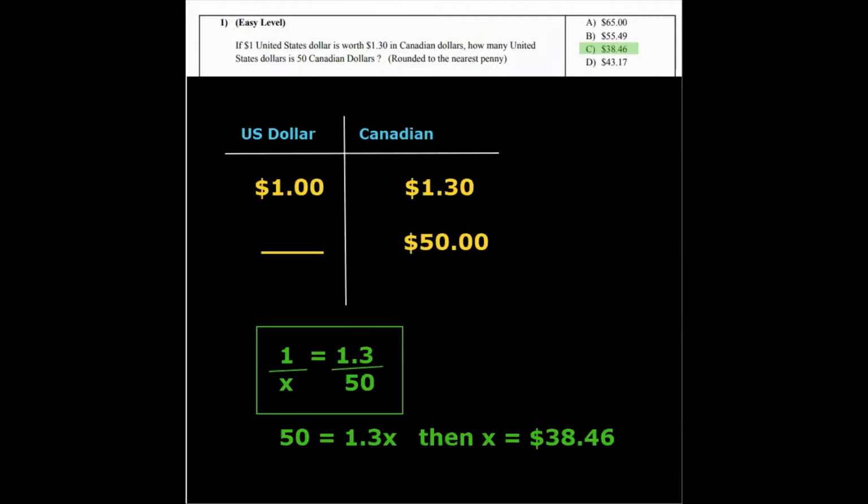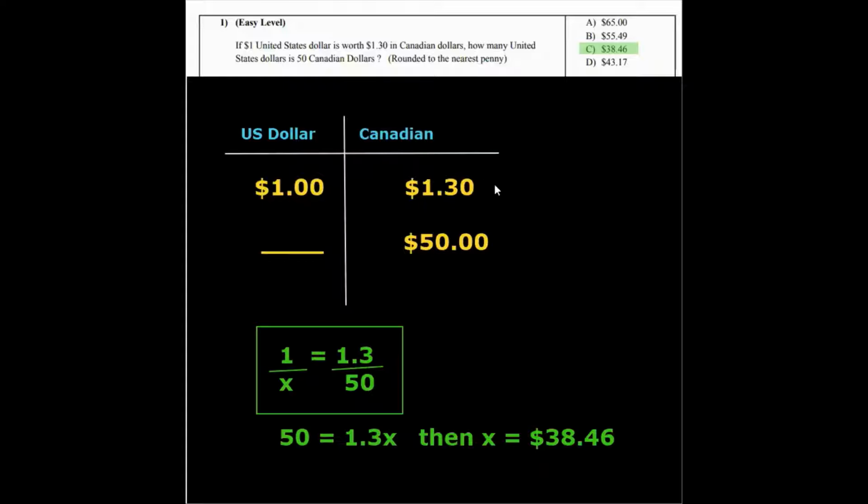Question 1. If $1 United States is worth $1.30 in Canadian dollars, how many United States dollars is 50 Canadian dollars? Well, when traveling, knowing how to convert your currency is very, very important. And for every $1, you should be able to exchange it for approximately $1.30, according to the writer here on that day.